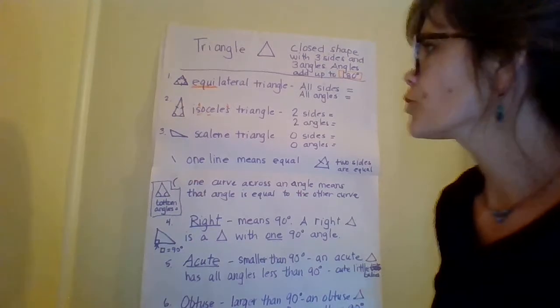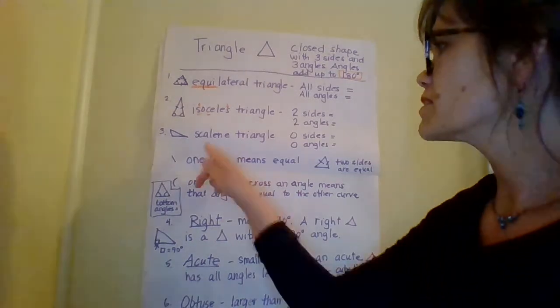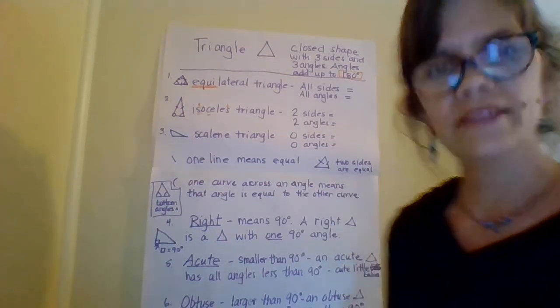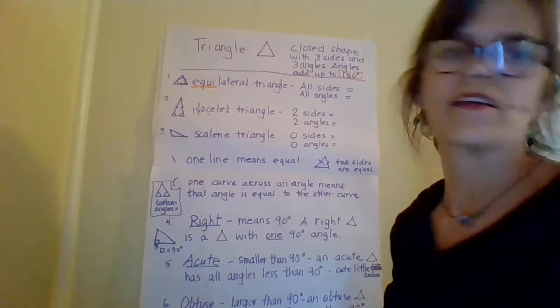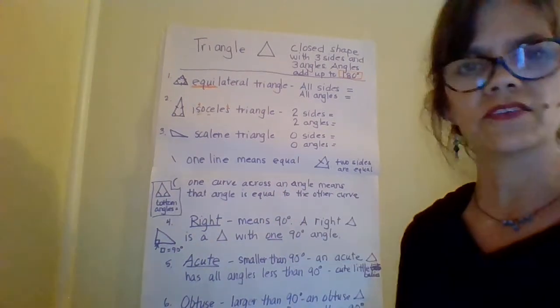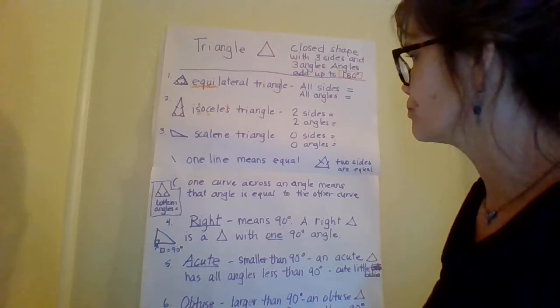Okay. The third kind of triangle is a scalene triangle. And scalene means nothing is the same. None of the sides are the same. None of the angles are the same.